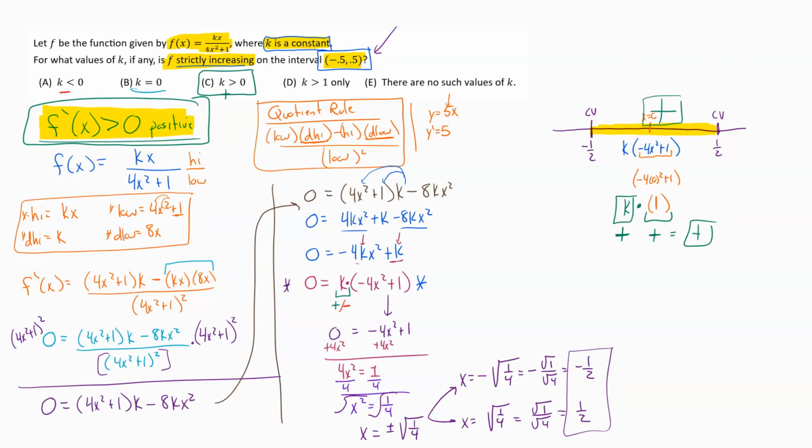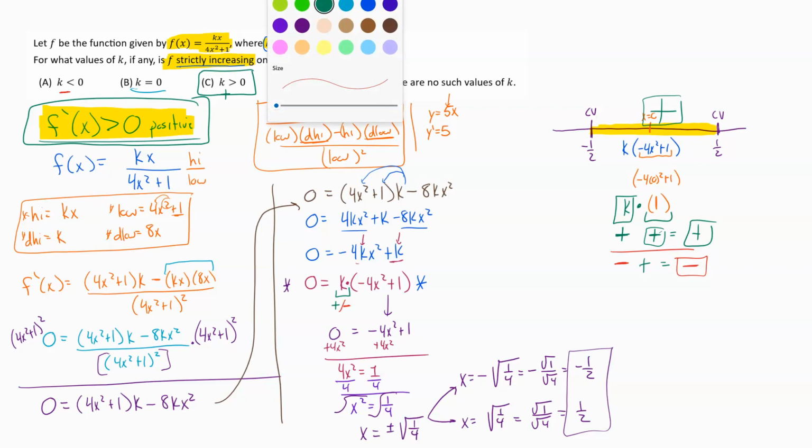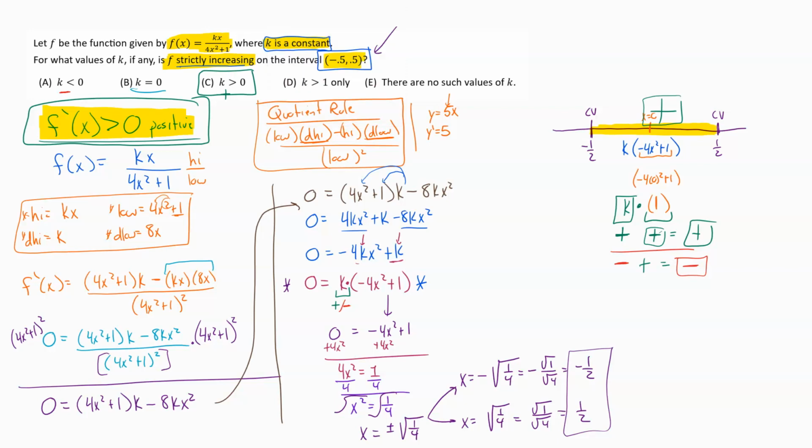If I wanted this to be strictly decreasing, I would have told them that I want k to be negative, because a negative times my positive here would have given me a negative across that entire interval, which would have been strictly decreasing. So when you do this, it's really very much like a first derivative test. Get it all the way down, and then just like a first derivative test, choose a test value to see what the sign of that math is. And then based upon that math, you now know what your k value has to be, positive or negative.